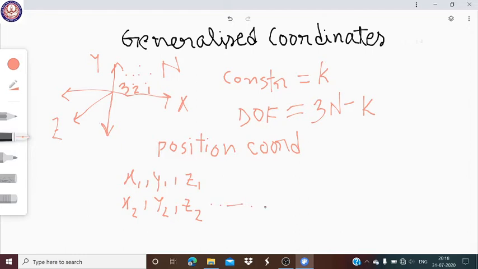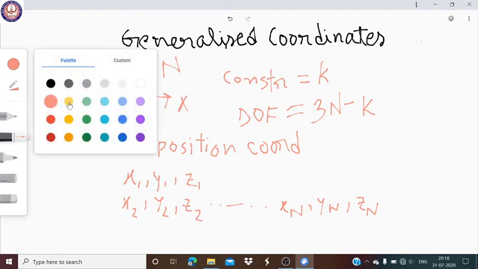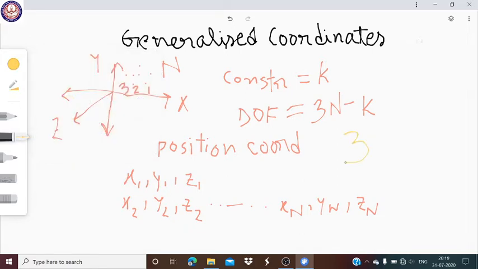Similarly, for the nth particle, it will be xn, yn, zn. So simply we need a total of 3n position coordinates to describe the position of the system of particles.